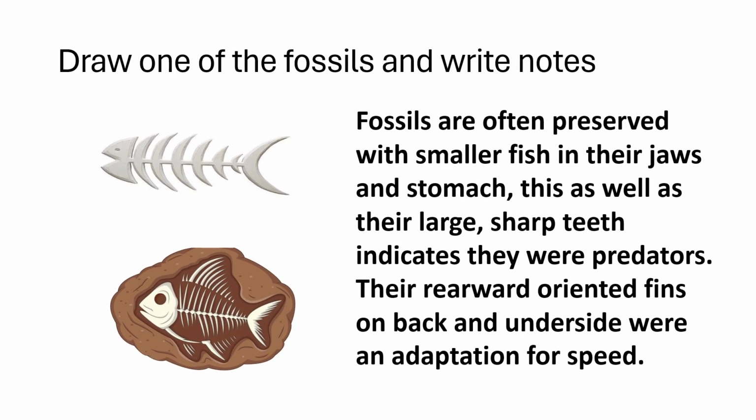Draw one of the fossils and write notes. Fossils are often preserved with smaller fish in their jaws and stomach. This, as well as their large, sharp teeth, indicates they were predators. Their rearward-oriented fins on back and underside were an adaptation for speed.